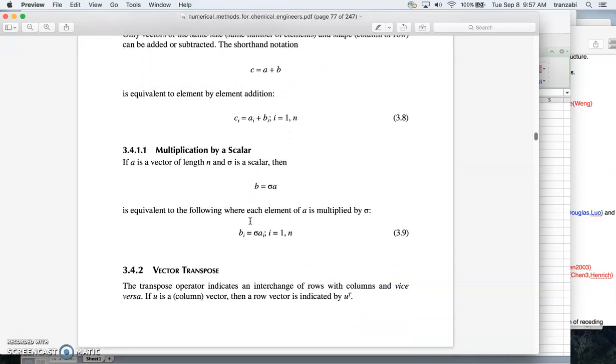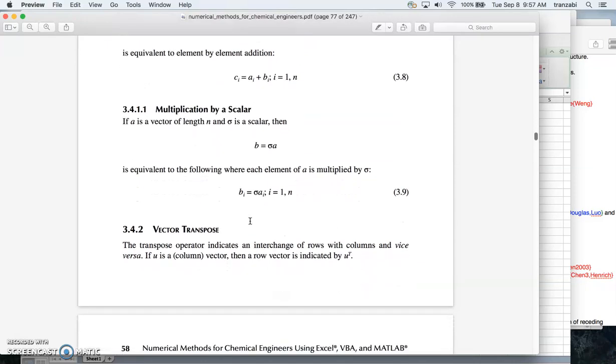All right. So multiplication by a scalar, we can get a vector like A. Imagine A is a column vector. We multiply it by sigma. So then sigma gets multiplied by every element of that vector, right? And this is like the element-wise multiplication.